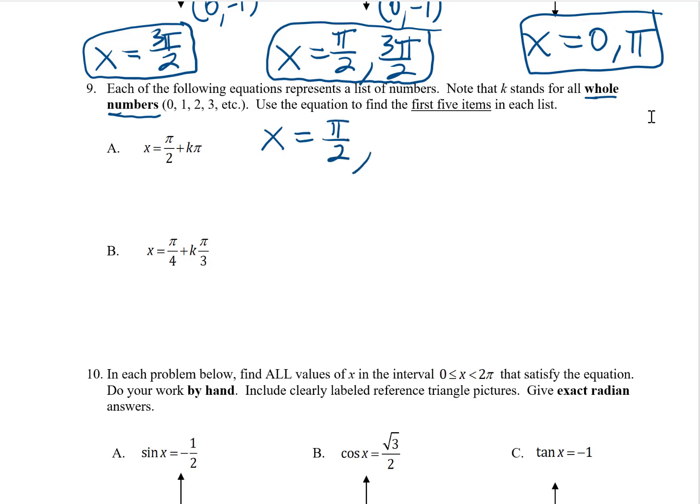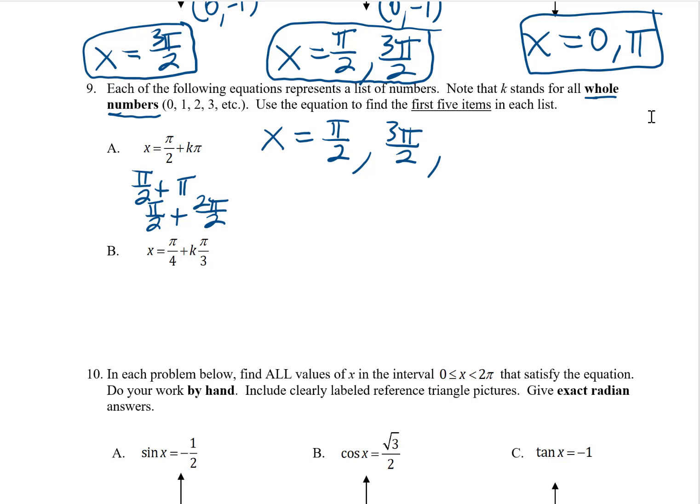The next one would be plug in k is equal to 1. So I'd have pi over 2 plus a single pi. Of course, I'm going to have to do some math here. I got to think of pi as 2 pi over 2. Pi over 2 plus 2 pi over 2 would be 3 pi over 2. How do I get the next one? Well, just keep adding another pi. That's really all that happens.